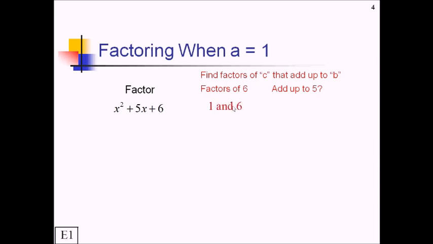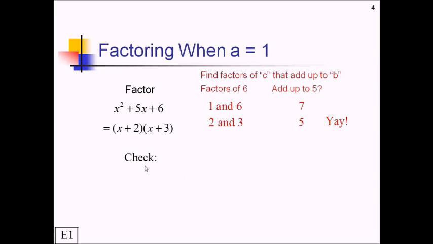So 1 and 6, that's one way to get 6. But does that add up to 5? No, it doesn't. That adds up to 7. So let's keep going. What else multiplies to 6? Oh, 2 and 3. Now we're just using whole numbers. Otherwise, there's an infinite number of combinations. 2 and 3 does add up to 5. Woohoo! So what we're going to do at this point is we're going to put 2 and 3 inside parentheses with x's. And this is the factored version of x squared plus 5x plus 6.